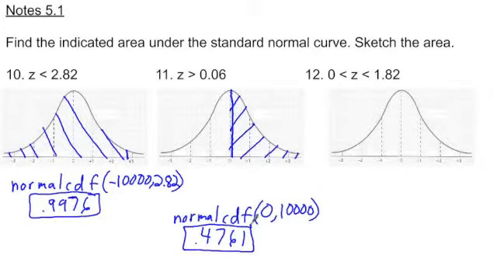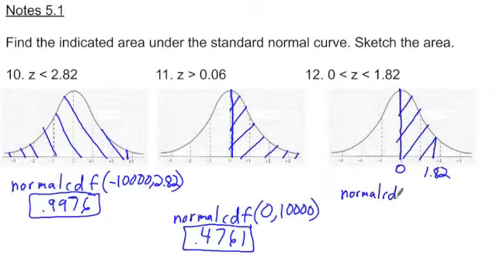And finally, here we are looking at a z-score of 0 to a z-score of 1.82. So we end up looking at this area in the middle. We do our normal CDF 0 comma 1.82, and we end up with an area of 0.4656.